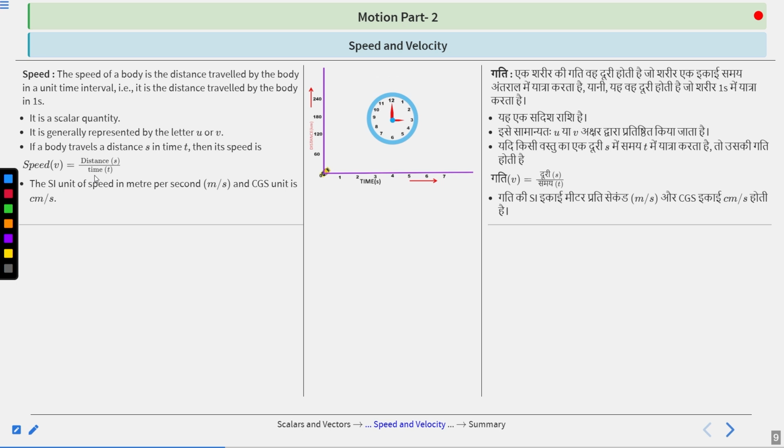The SI unit of speed is meter per second, m/s, and the CGS unit is centimeters per second. Because we measure distance in meters and time in seconds in the international standards, in SI units the speed will be meters per second. Similarly, we measure the distance in centimeters and time in seconds in the CGS unit, so there the unit will be centimeters per second.